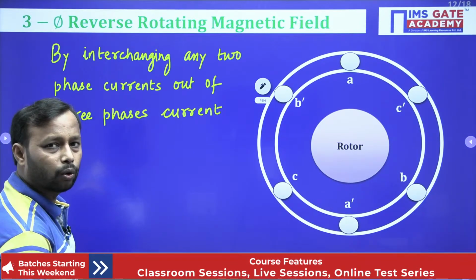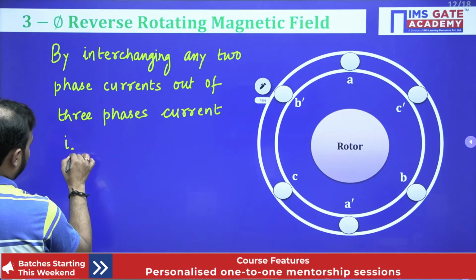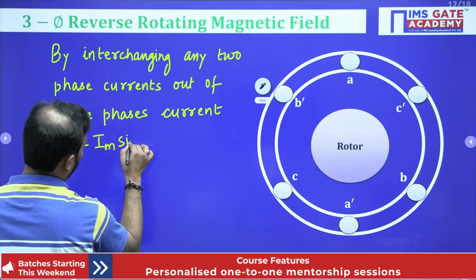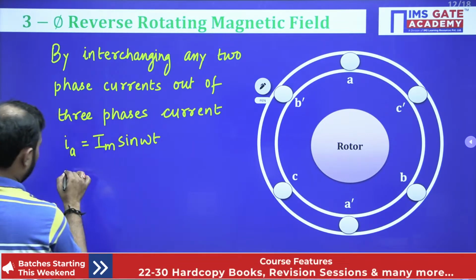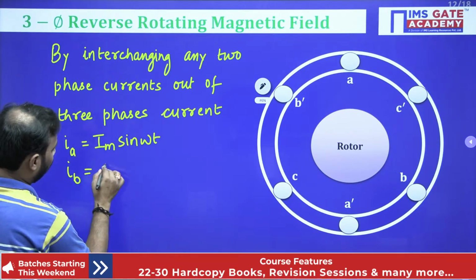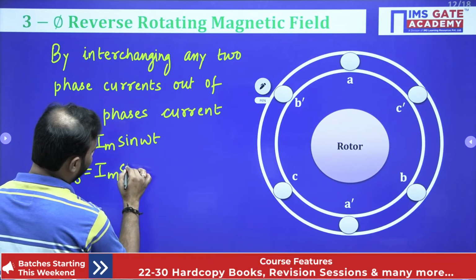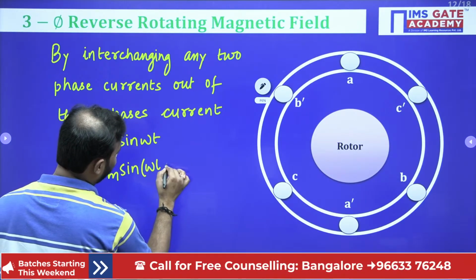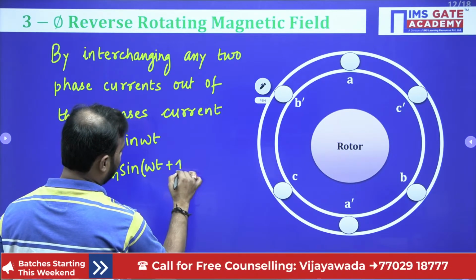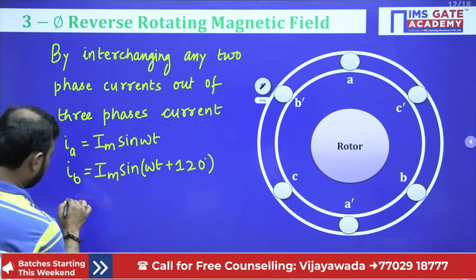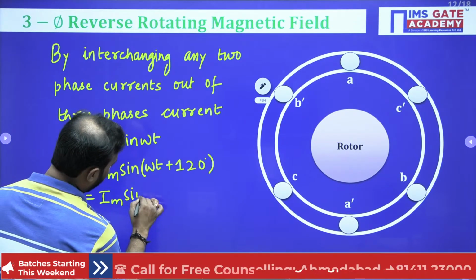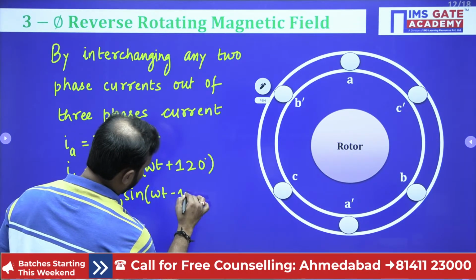All right, so what I will do, I will take IA as it is, which was Im sine omega t. But here I will change the IB phase. Earlier it was Im sine omega t minus 120 degree, but this time I have interchanged the phase current of B and C. So this becomes omega t plus 120 degree, and for IC we are going to have omega t minus 120 degree.